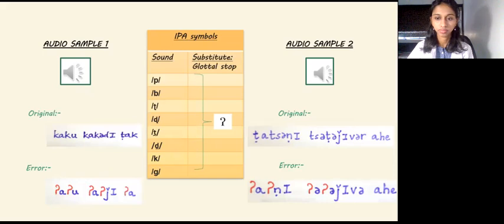Sample 1, target sentence, Kaku, Kakadi, Ta. Playing for you the second sample. Sample 2, target sentence, Taksani, Sataivar, Ahe.